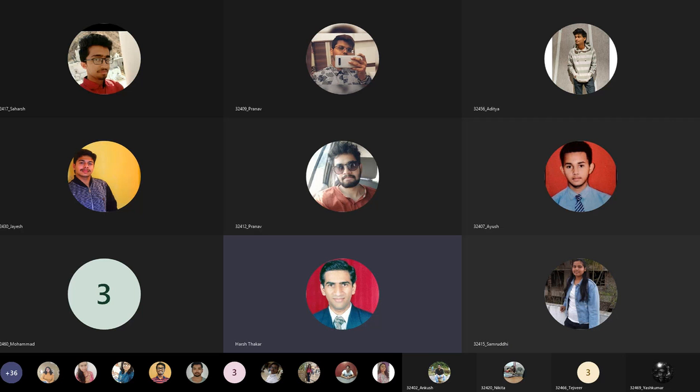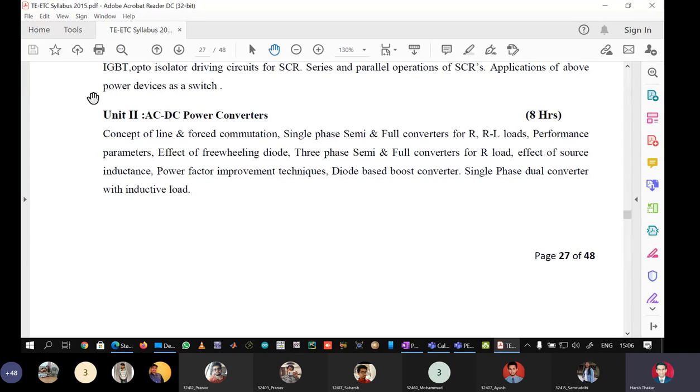That is AC to DC power converters, and this unit contains the following topics: concept of line and forced commutation, single phase semi and full converters for R and RL loads, performance parameters, effect of freewheeling diode, that is FWD, then three phase semi and full converters for R load, effect of source inductance, power factor, that is PF improvement techniques, diode based boost converter, and single phase dual converter with inductive load.